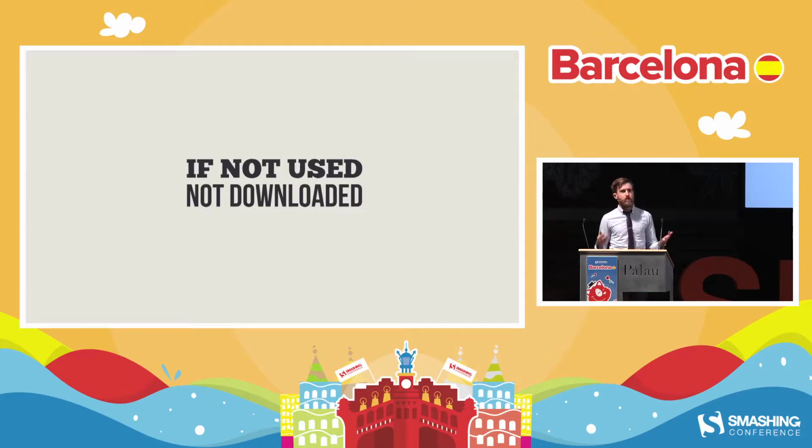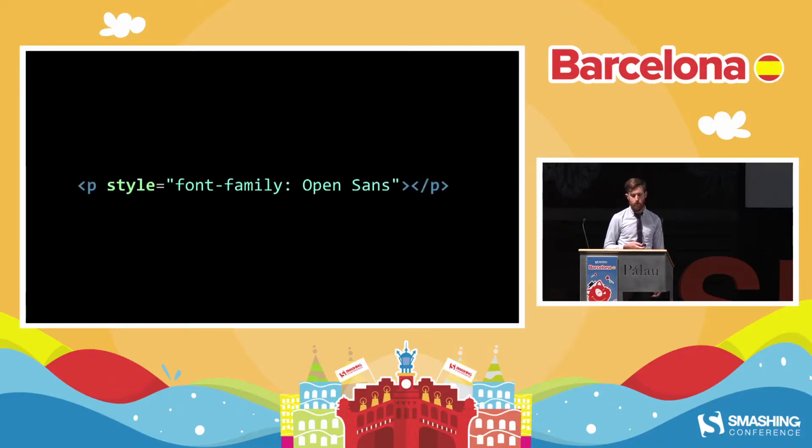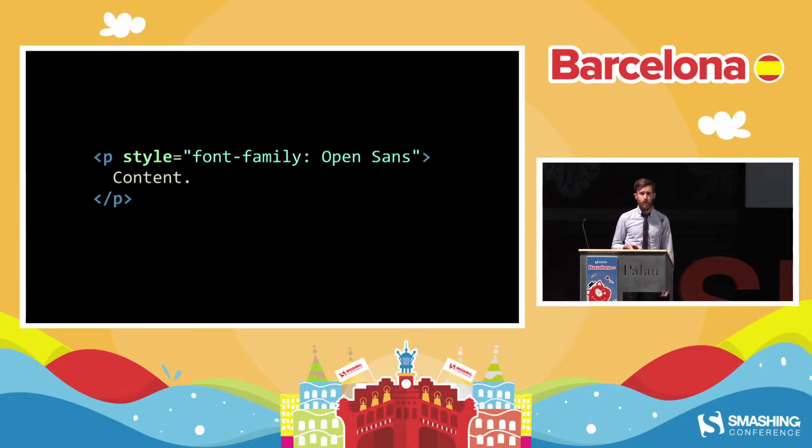So if it's not actually used in the content of our page, it's not downloaded. That's a very important distinction to make. So to get the font to actually download the file, you have to add an element to our document that uses that font face. So if we add a simple paragraph tag to our page, that will trigger a download. And in WebKit and Blink, that element has to be non-empty. It has to have content in it.